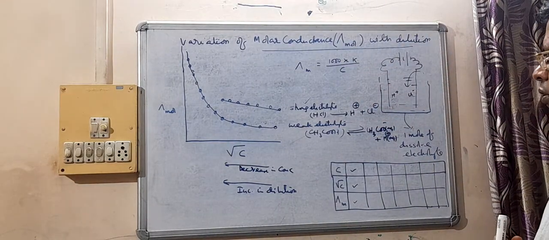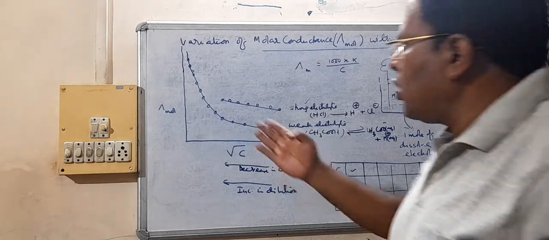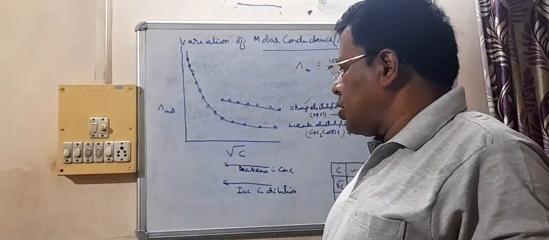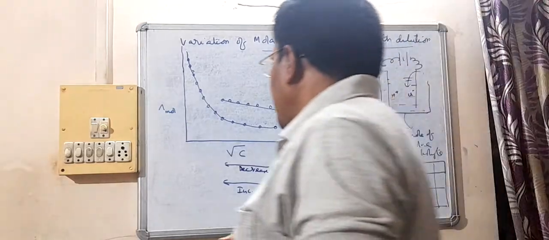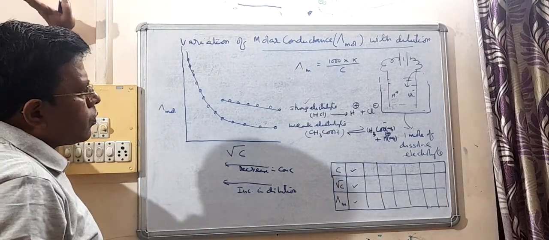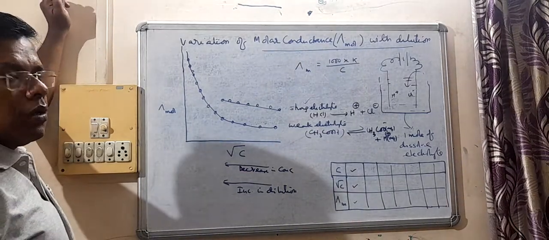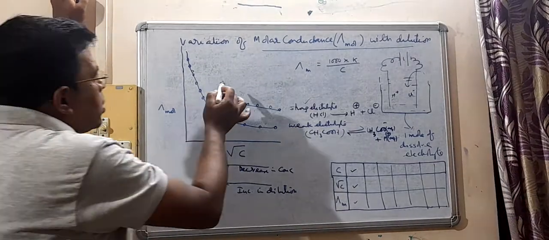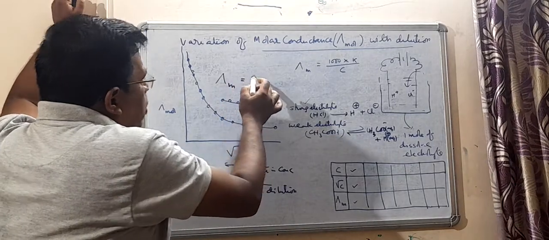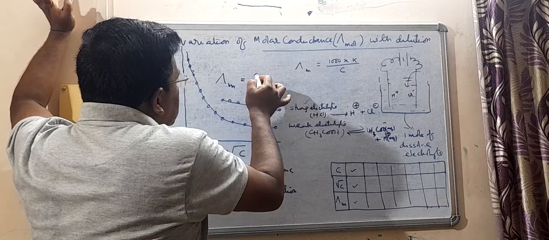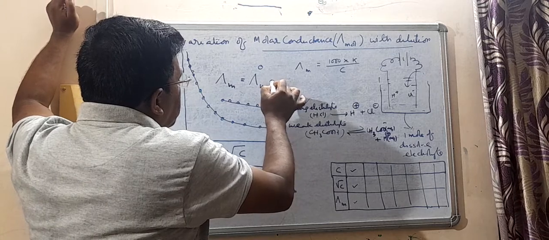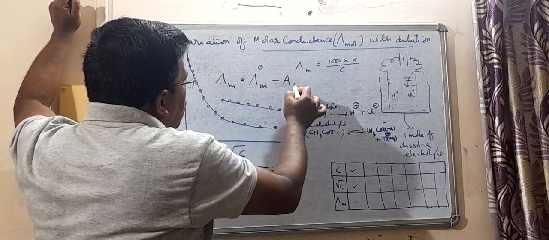Okay, now one question must be arising in your mind. Why not molar conductance versus just C, the concentration? Why square root of concentration? There is a relation which has been derived by many scientists working together. That relation I am writing. It is: molar conductance equals molar conductance naught minus A root C.